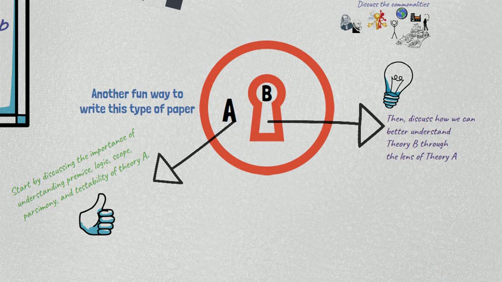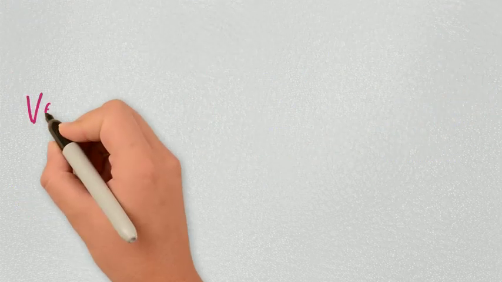For example, maybe you think that you're able to see some real benefit to understanding how the theory of differential association explains the causes of crime by examining differential association through a life course, developmental theory lens. This would be a neat keyhole comparative paper to write and a fun one to read.